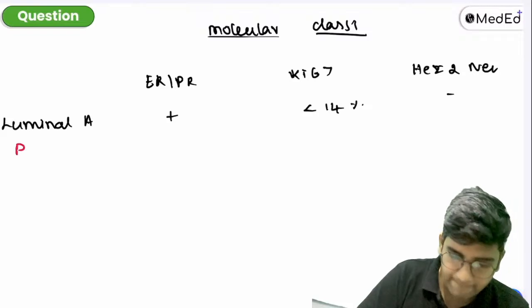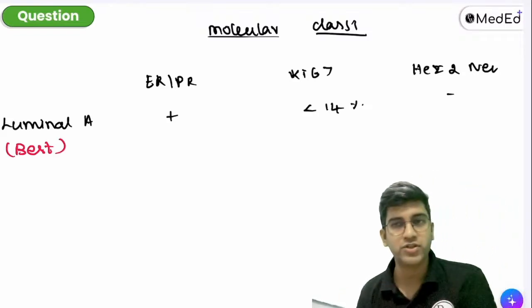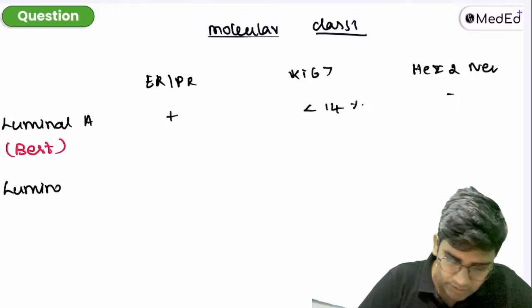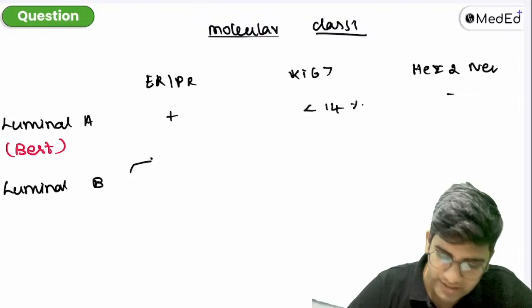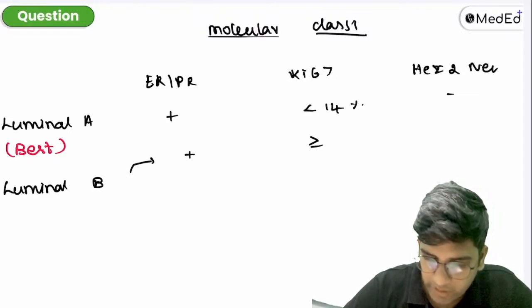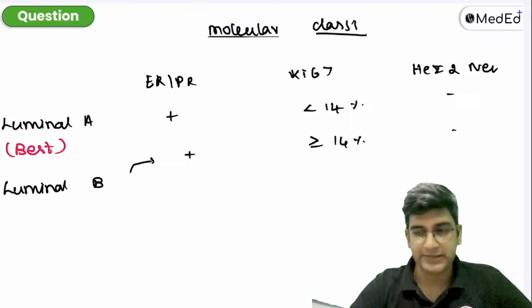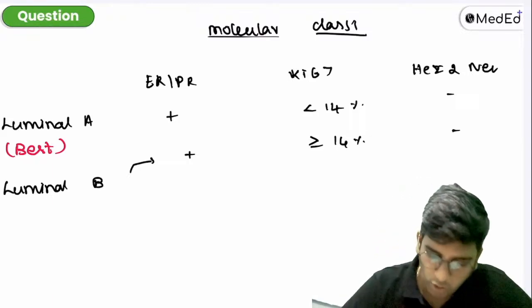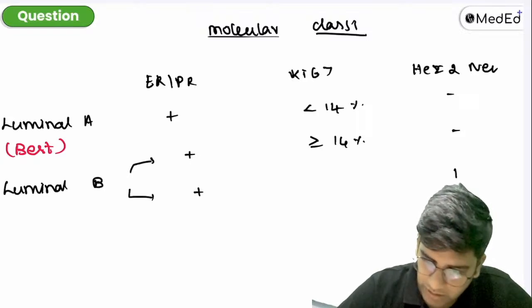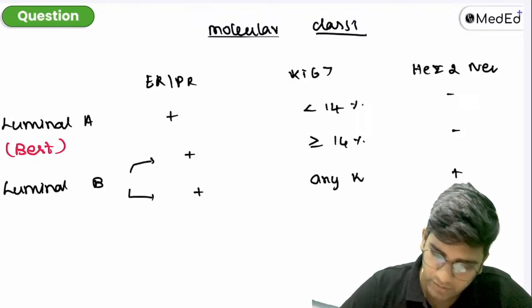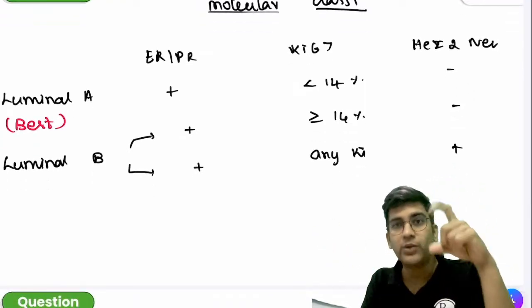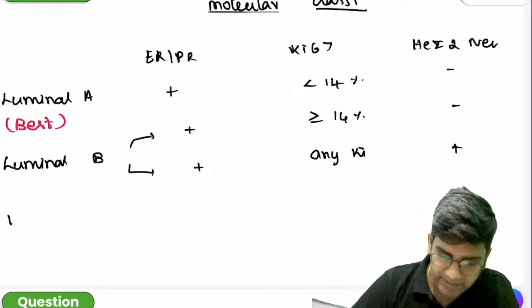Luminal A has the best prognosis. That's the first category of molecular classification. Then we have something called luminal B, which has 2 subtypes. One is ER, PR positive, Ki67 more than or equal to 14%, HER2 negative. If Ki is high, it's very highly proliferative, with a little bit less prognosis. Or ER, PR positive, HER2 positive, any Ki. It can be 1 or 2 also. If HER2 is positive, Ki is not important for me. If HER2 is negative, I look for the Ki67. This is luminal B.